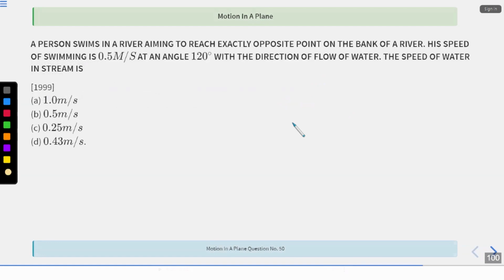A person swims in a river aiming to reach exactly the opposite point on the bank of a river. His speed of swimming is 0.5 meter per second at an angle 120 degree with the direction of flow of water. The speed of the water in stream is, again, this is a swimmer river problem. I have told you guys that swimmer river problems, rain man problems, these are really, really important. Okay. This could fetch you marks if you understand it really well.